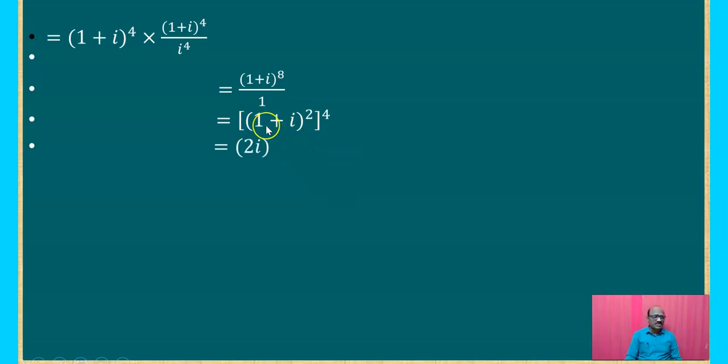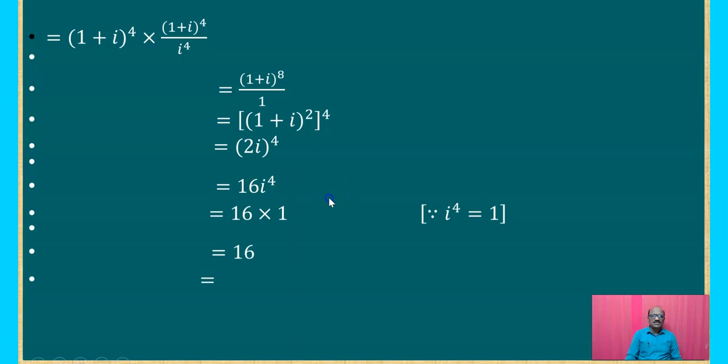Again this can be written as 1 plus i bracket squared and bracket to 4. Expand this: 1 plus i bracket squared is 2i, and bracket to 4. If we simplify this, 1 squared plus 2i plus i squared is minus 1, plus 1 and minus 1 get cancelled. You will get overall 2i bracket to 4. 2i bracket to 4 means 16 into i raised to 4, and i raised to 4 means 1. And hence the answer is 16, which is the RHS.